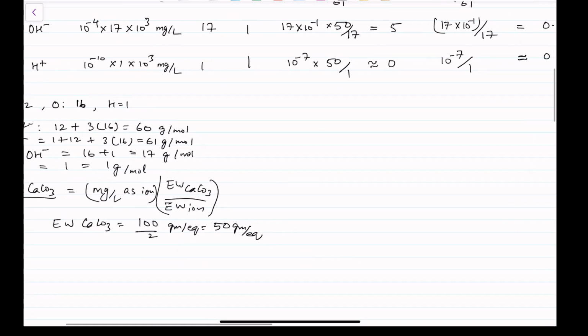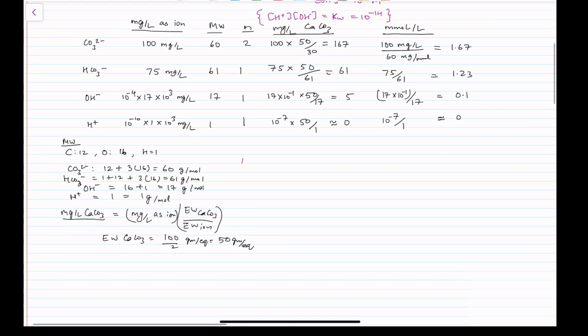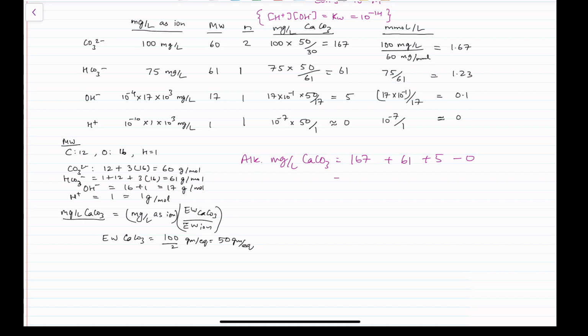Okay, so as CaCO3, it would be 167 plus 61 plus 5 minus 0. So this is the exact alkalinity, and if I plug this in, this would be 233.